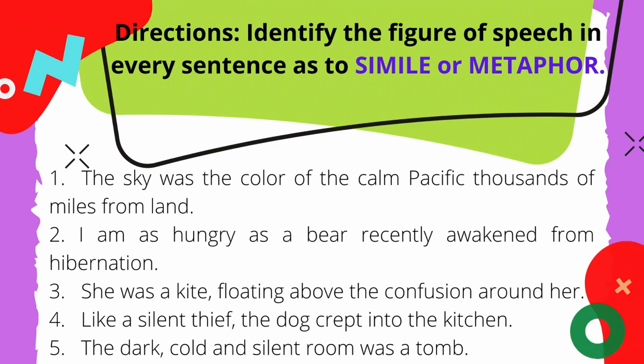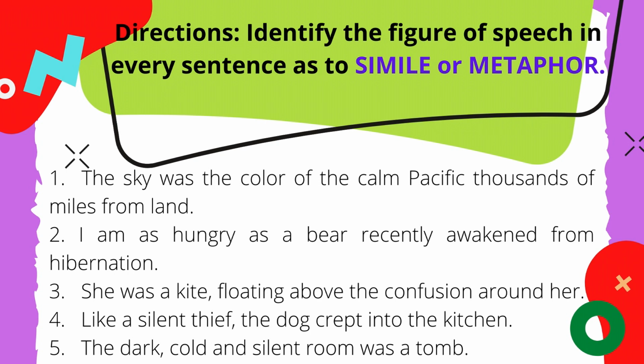Okay, let's practice what we have learned from analyzing figures of speech on simile and metaphor. The direction is, identify the figure of speech in every sentence as to simile or metaphor. Number 1. The sky was the color of the calm Pacific thousands of miles from land. Very good. That is metaphor. Number 2. I am as hungry as a bear, recently awakened from hibernation. Yes, that's right. That is simile.